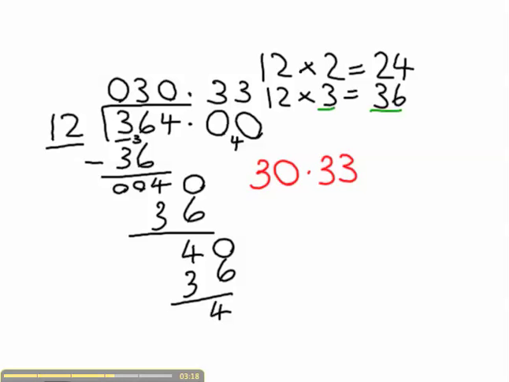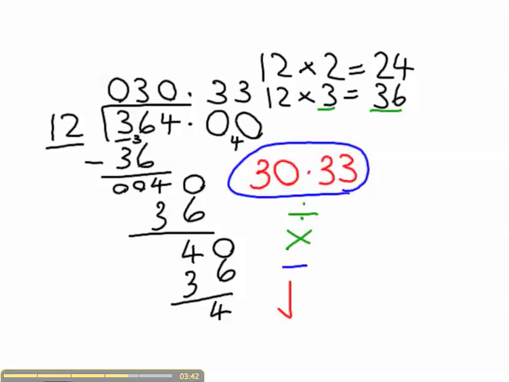30.33. Now don't forget the steps of long division, just to go over that again. First of all, we divide. How many 12s into? Then we multiply. Then we take away. And finally, we bring down.